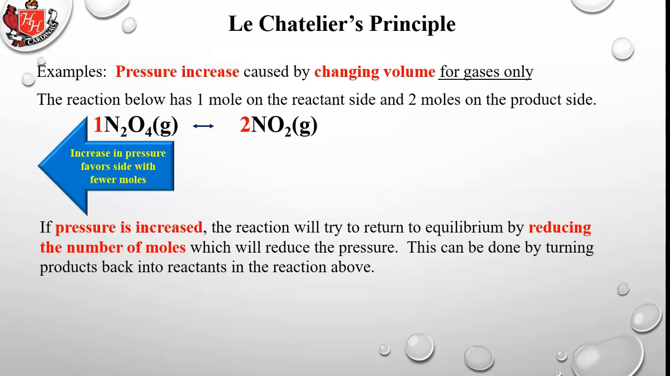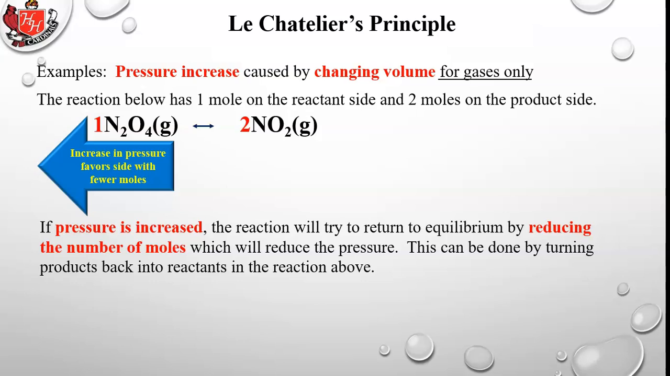So it's going to want to go from the side that has more moles, in this example the right side, back to the side that has fewer moles, the left side, the 1 N2O4. So by increasing the pressure, the reaction says, hey, it's too much pressure, it's too crowded in here. I want to have fewer molecules in this container because the pressure has gone up. And so what it's going to do is take the 2 moles of NO2 and convert them back into 1 mole of N2O4. Not all the way, but until it gets back to an equilibrium situation.